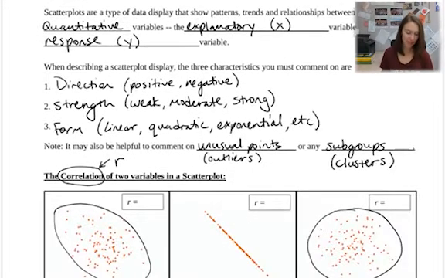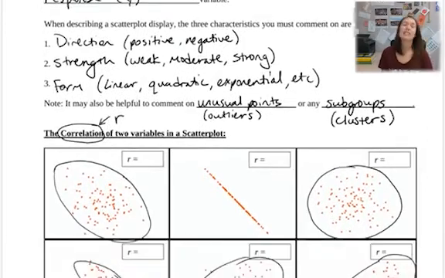When describing your scatterplot display, you're going to want to mention three different characteristics. One of them is direction, whether or not your scatterplot is positive or negative direction. So that is more like slope. Strength, whether it's weak, moderate, or strong relationship between the two variables. And form, when we're looking at it, does it look linear? Does it look quadratic? Does it look exponential or logarithmic? I mean, there's a lot of different options.